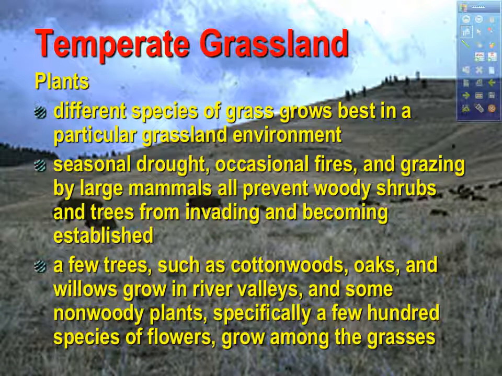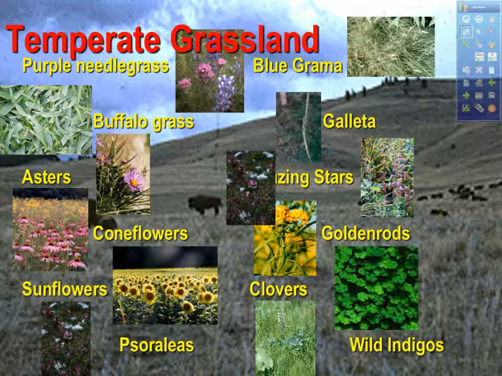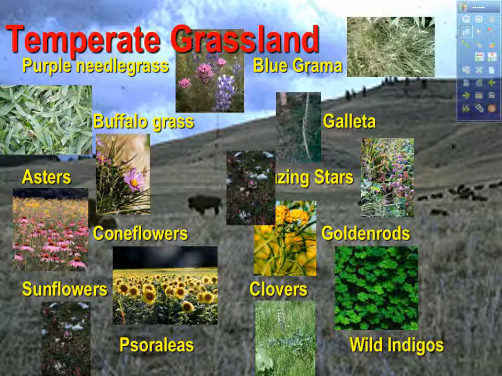Different species of grass. The fires reset everything, so that still prevents the trees and the shrubs from invading and becoming established. So you have a tree here and there, but for the most part, it's still dominated by the grass. So here's a whole bunch of the grasses, the plants that you would see. Notice that you see a lot of the flowering plants coming in right now.